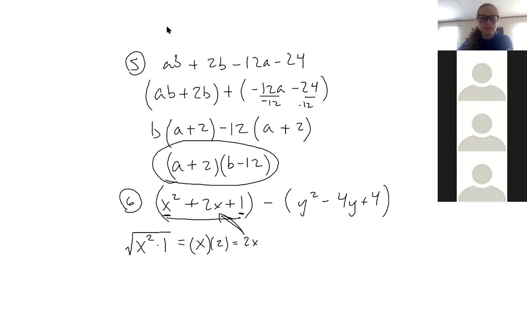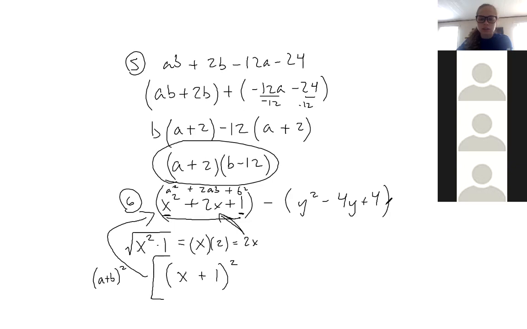So yes, this is a perfect square trinomial, which means I can factor it in the form a squared plus 2ab plus b squared. So I can factor it in the form a plus b, squared. What's my a value? Well, a squared is x squared, so a is x, and b squared is 1, so b is 1. So this is this factored, all right?